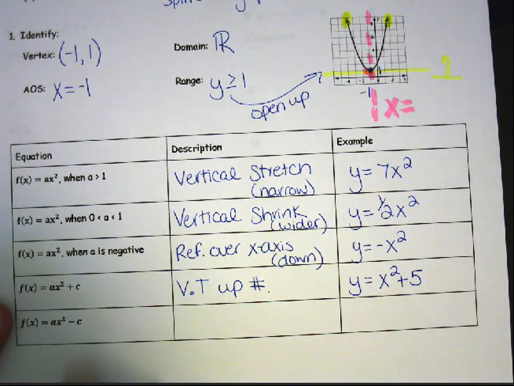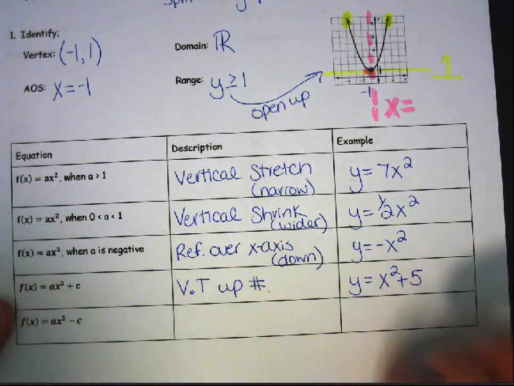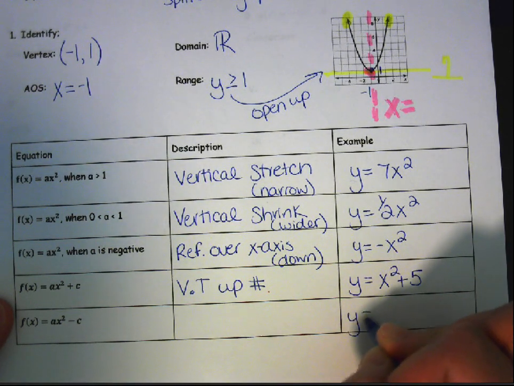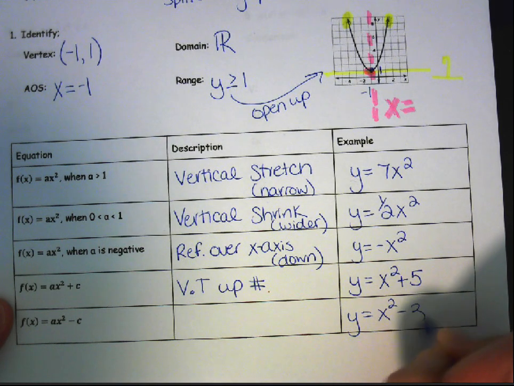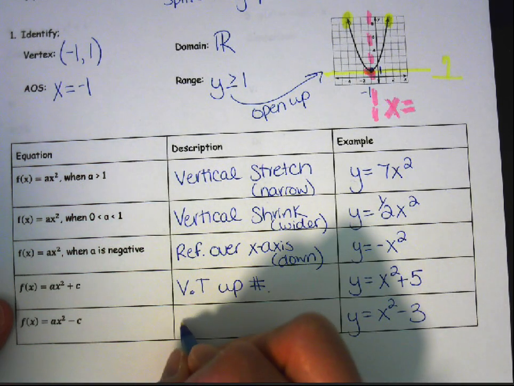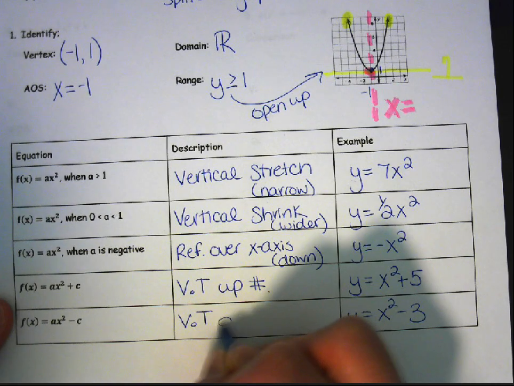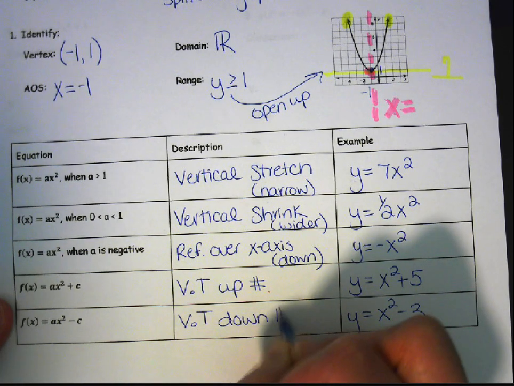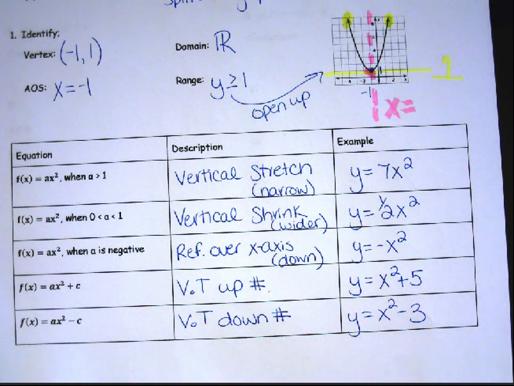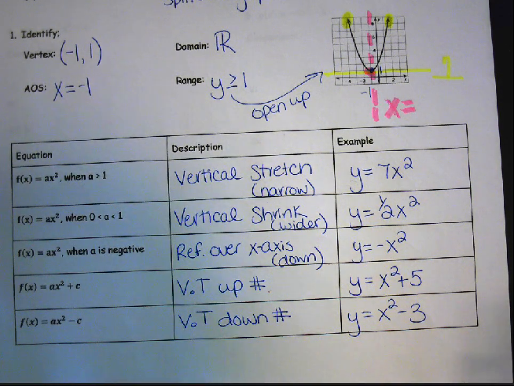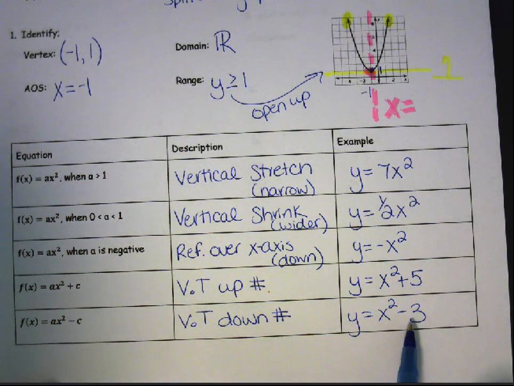And we're going to have the same exact thing with a subtraction. So we would have y equals x squared, say, minus 3. And so we would just say vertical translation down, because it's just going to move it down by the number. Now, yes, you can put these two together. That's what they're going to end up doing. They're going to end up throwing a number out front and an addition or subtraction sign, okay?